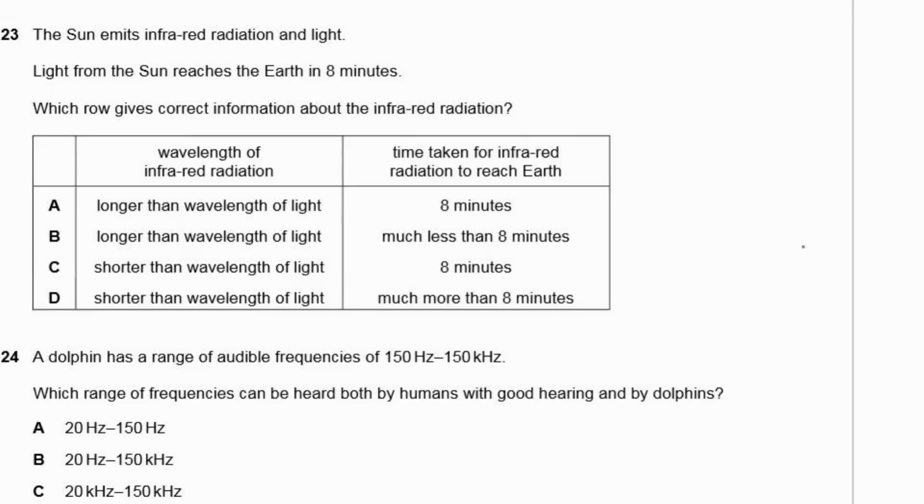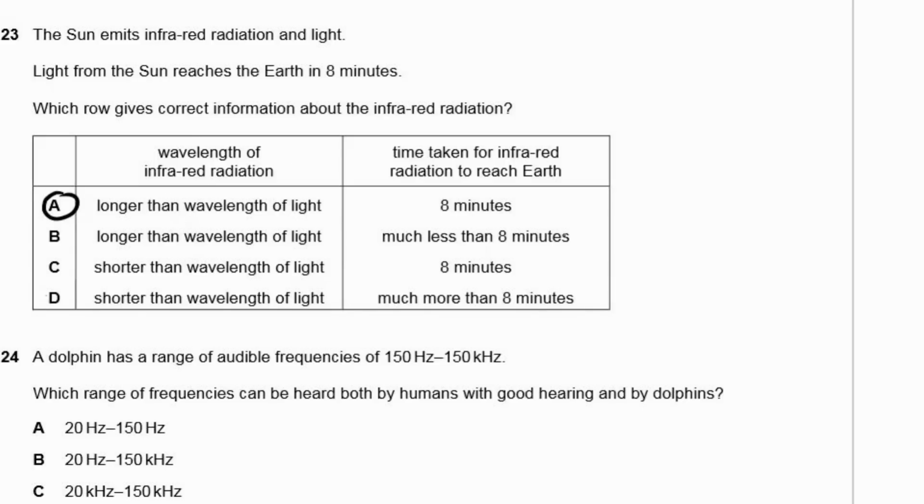23. The sun emits infrared radiation and light. Light from the sun reaches the earth in 8 minutes. Which row gives the correct information about the infrared radiation? Alright, well, infrared radiation is a type of light that we just can't see, so it means it travels at the speed of light. The wavelength of infrared radiation, well, it's longer than visible light, and it should take the same length of time, so we're actually looking at option A.